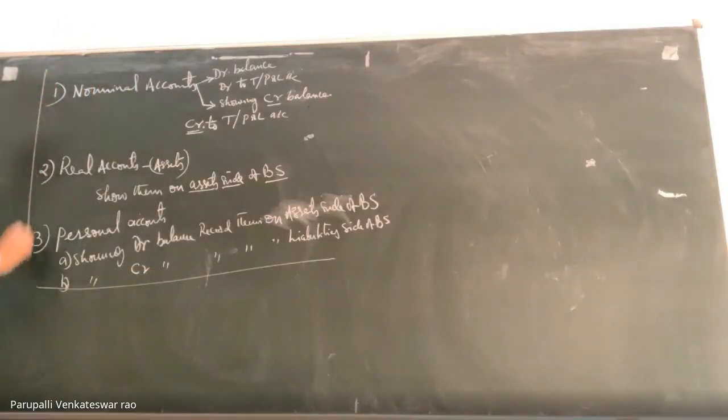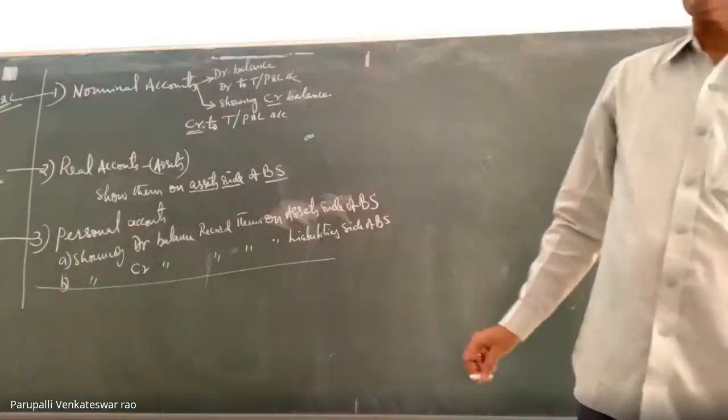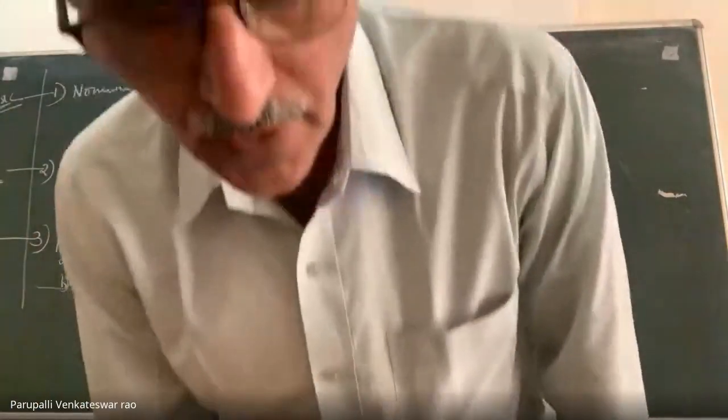This is nominal account, go to profit and loss account. Real account will go to the balance sheet. Personal account also will go to the balance sheet. This is the outcome. The outcome is personal accounts and real accounts will appear in the balance sheet. Nominal accounts will go to profit and loss account.